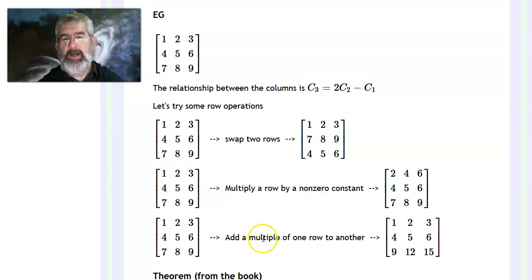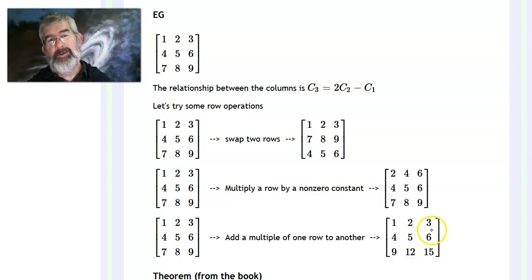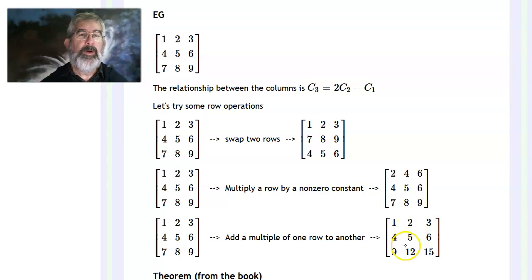And likewise, if I add a multiple of one row to another, so let's see, the first row is the same, the second row is the same. So it looks like what I did is I added 2 times the first row to the third row. Okay. Is it still the case that the third column is 2 times the second one minus the first one? Well, the first two certainly work. Is that 15 equal to 24 minus 9? Yes, it is. Okay. So these row operations do not affect the relationship between the columns.